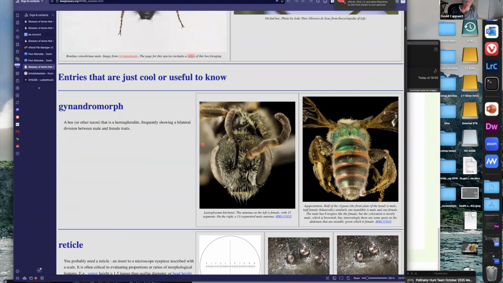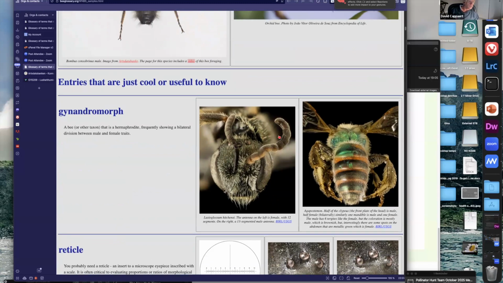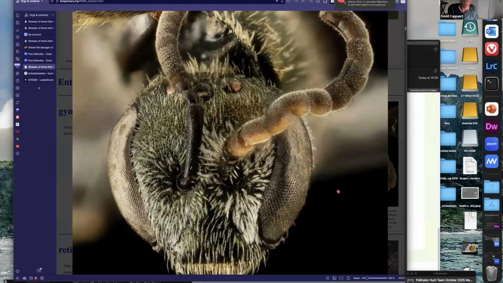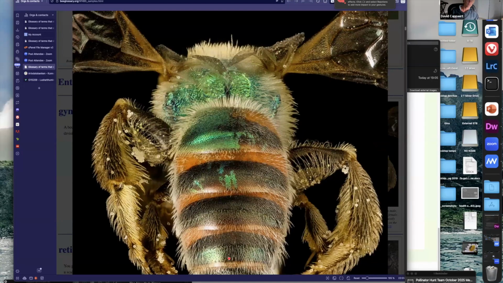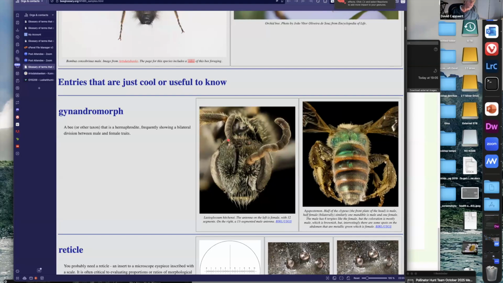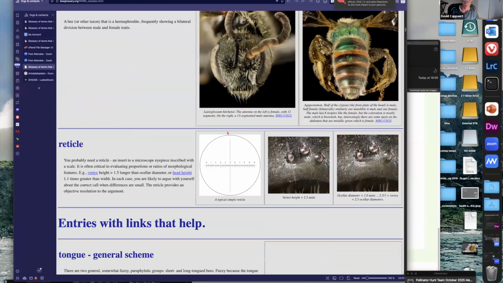So there are examples of things that you don't need to know about, like gonadomorphs, you might not see them, but it's a really cool phenomenon where half of the bee is male, half of the bee is female. So you can see here's a male antenna, and here's a female antenna, and this one is really striking with a green sweat bee, where on one side you've got that female thing, and on the other side it's all male. So it's weird, and it's just fun and it's worth looking at. So I want to share that with people.